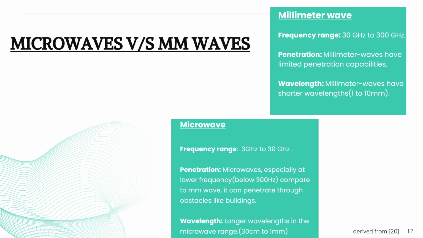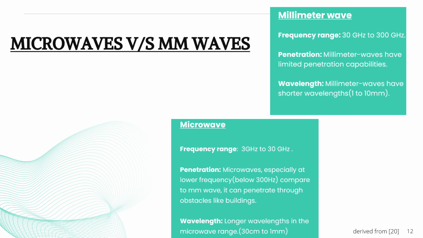But in the case of the microwaves, it can penetrate through solid or non-solid obstacles such as trees, buildings, etc. And moving to the wavelength, due to the high frequency of the millimeter wave, it typically has a short wavelength. It is mainly measured from 1 millimeter to 10 millimeter.